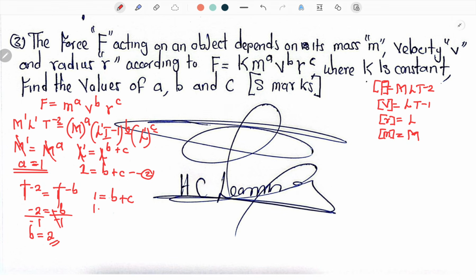Now you can actually find C because you're going to have 1 is equal to B plus C. 1 is equal to, what is B? B is simply 2 plus C. So it's going to be 1 minus 2 equal to C. And then your C is going to equal -1. And this is basically how you solve these particular questions.